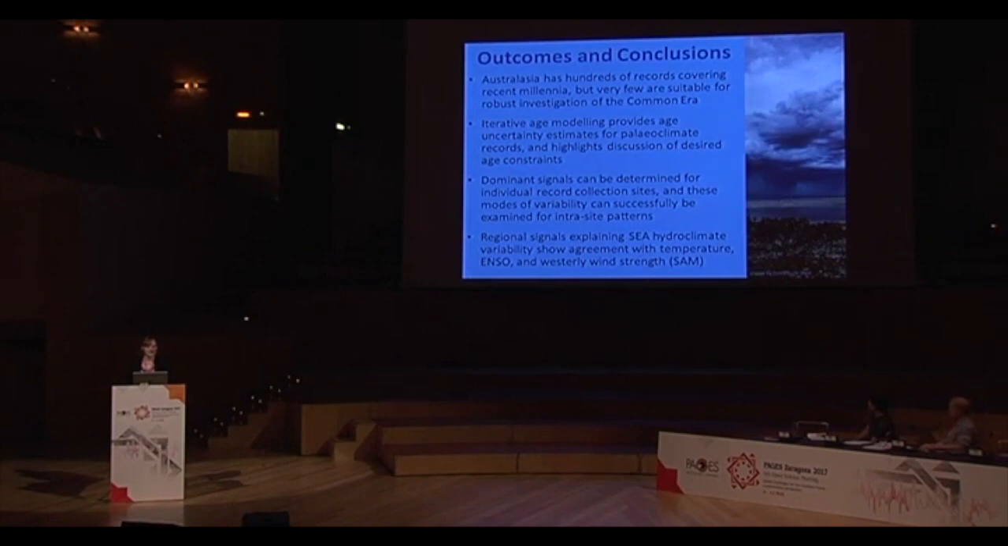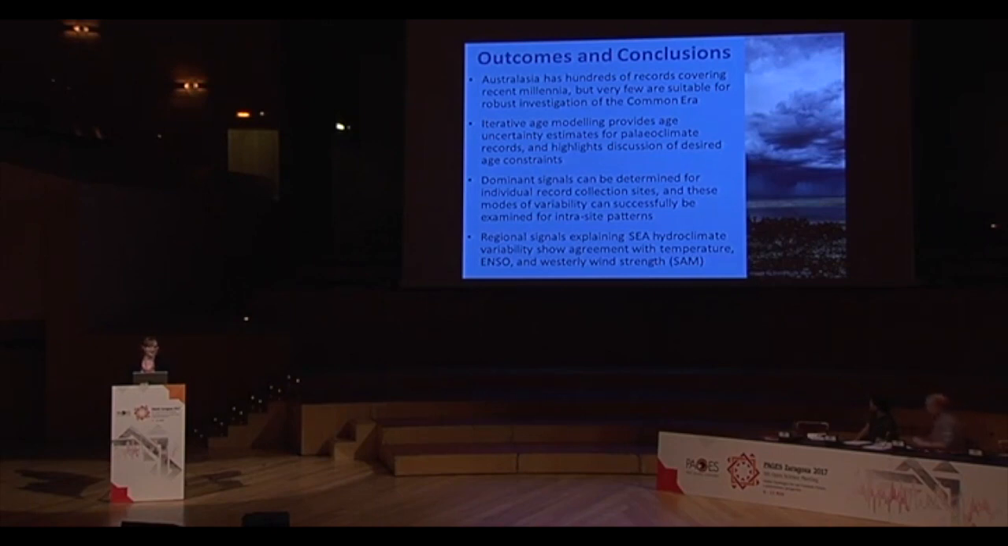Overall, Australasia has hundreds of climate records covering the past 2,000 years. However, our studies have shown that only very few of these are actually suitable for assessing multi-decadal climate variability during the Common Era. Iterative age modeling provides very important uncertainty estimates within paleoclimate records.